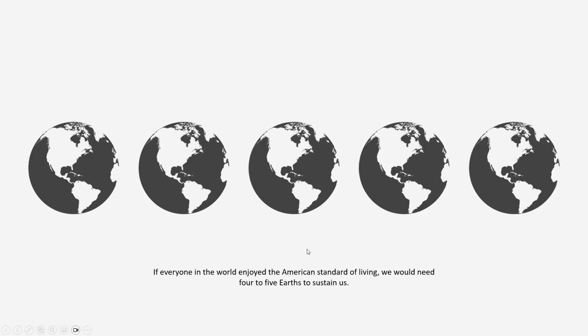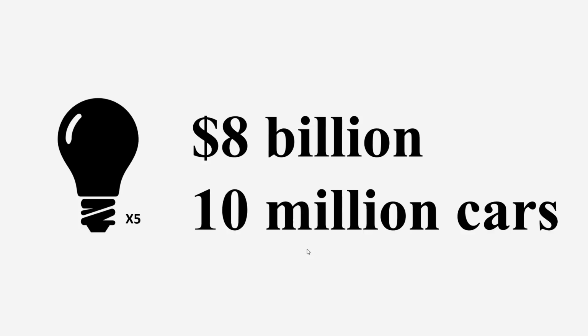So if everyone in the world wants to enjoy the same level of living standard that Americans are enjoying right now, we need to have at least 4 to 5 Earths to sustain us, to provide resources, energy, and all things like that. And it's physically impossible, right? It's not sustainable. So that's why people talk about sustainable development a lot.